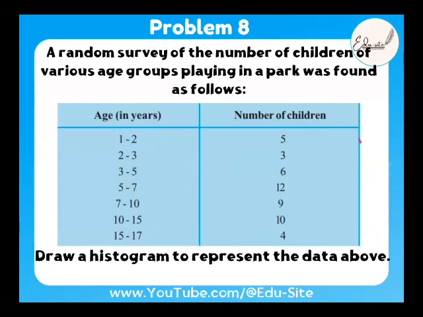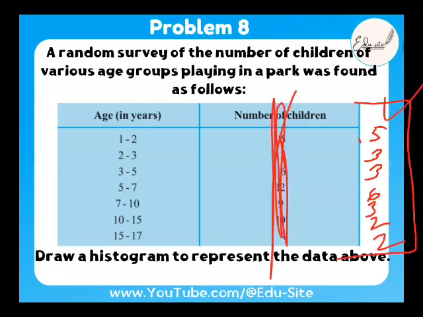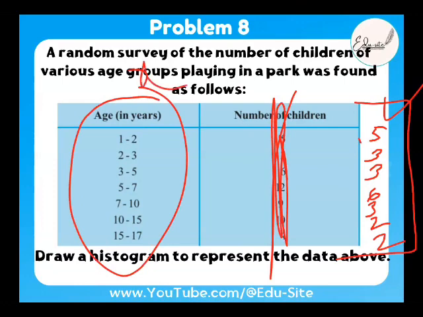So what will the length of rectangles be? 5 divided by 1 multiplied by 1 is 5. 3 by 1 is nothing but 3. And 6 by 2 is nothing but 3. Then 12 by 2 is 6. Then 9 by 3 is 3. Then 10 by 5 is 2. 4 by 2 is 2. So is it right now? Instead of this, you are taking this as the x-axis and this as the y-axis. Done. Correct? Is it easy?